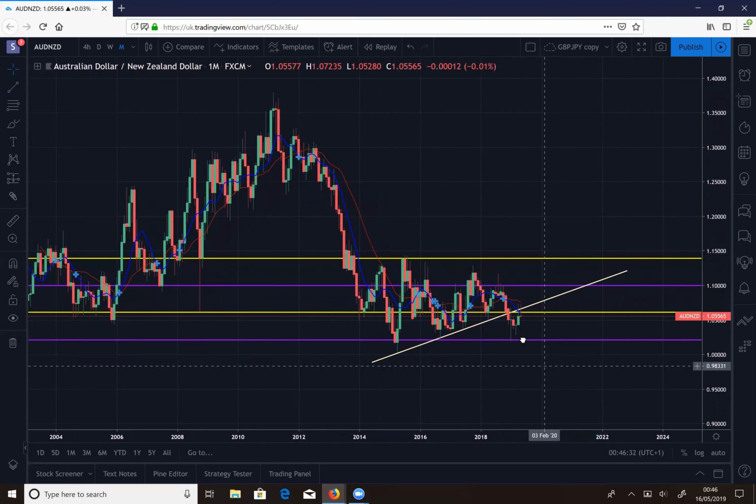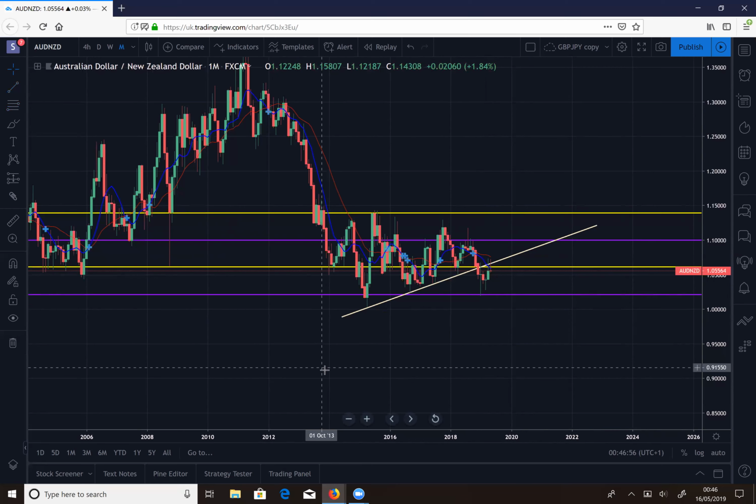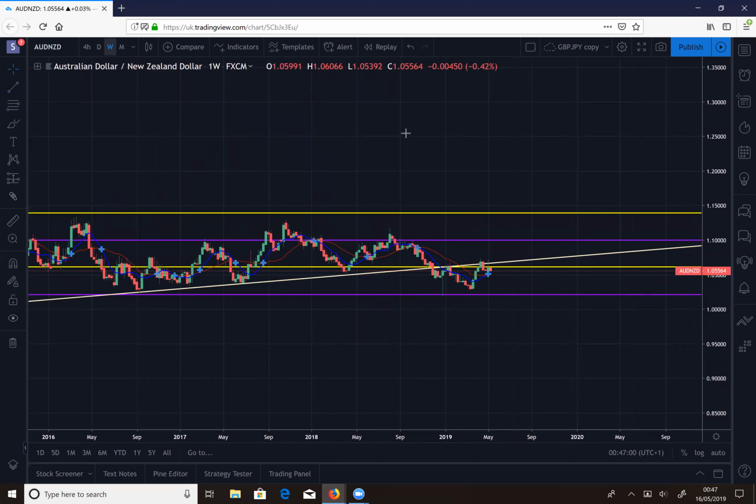So I can kind of see here that we've retested this trend line. We have a monthly morning star formation, which is telling me that there is upward momentum, but the wicks on this are saying that this ceiling wants to hold, wants to suppress price down. So let's go down to the weekly and delve into this deeper.